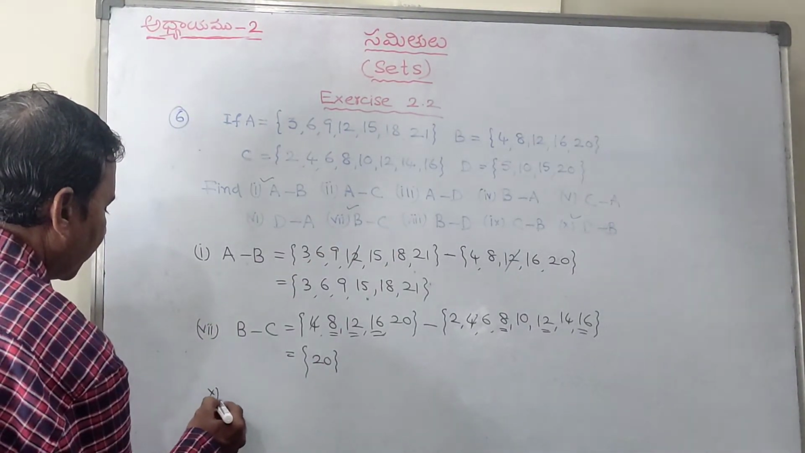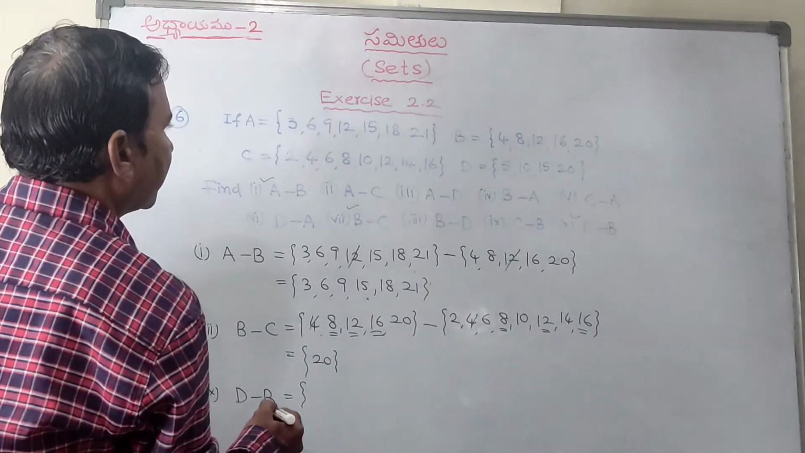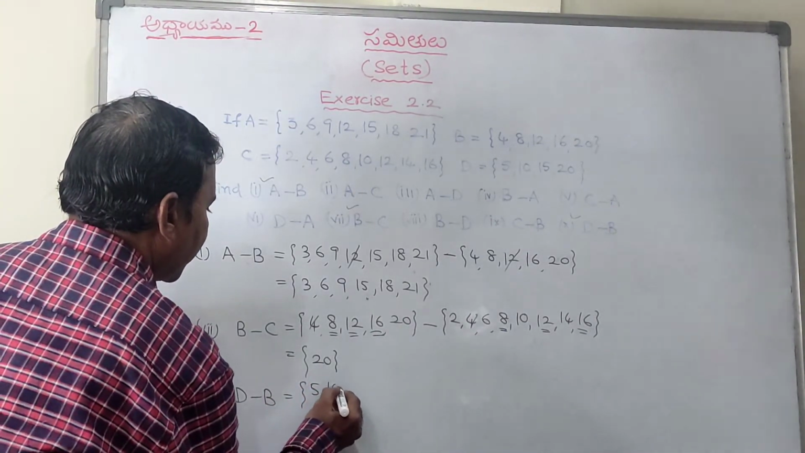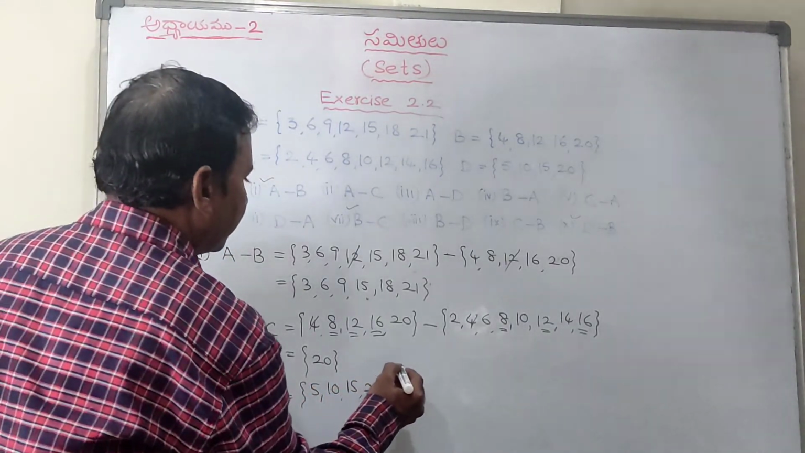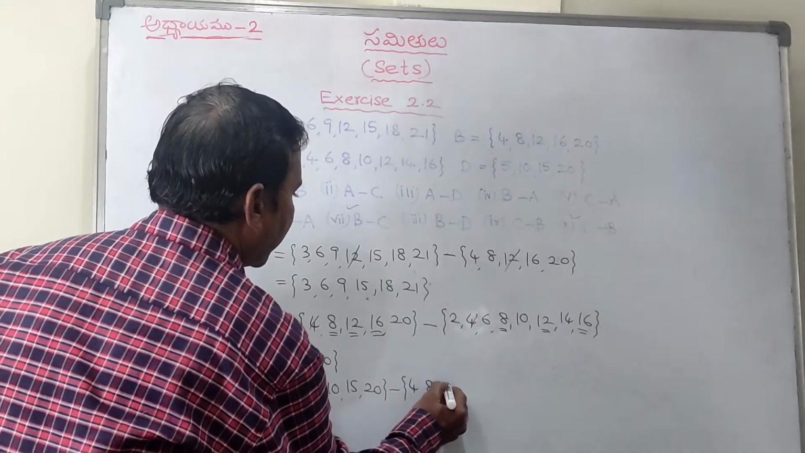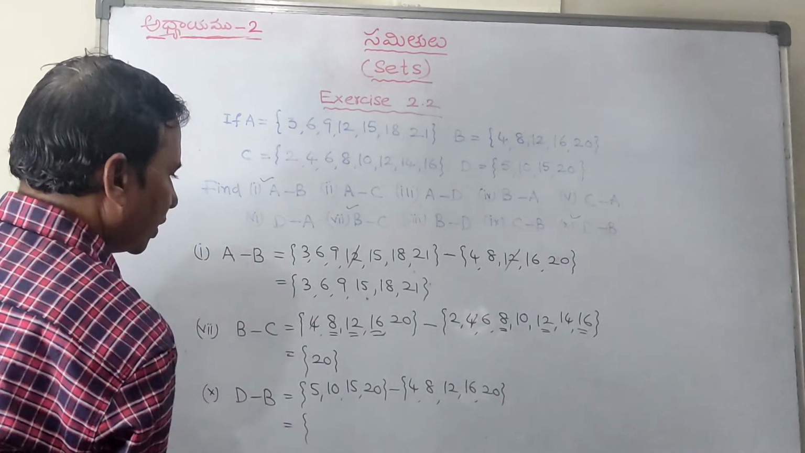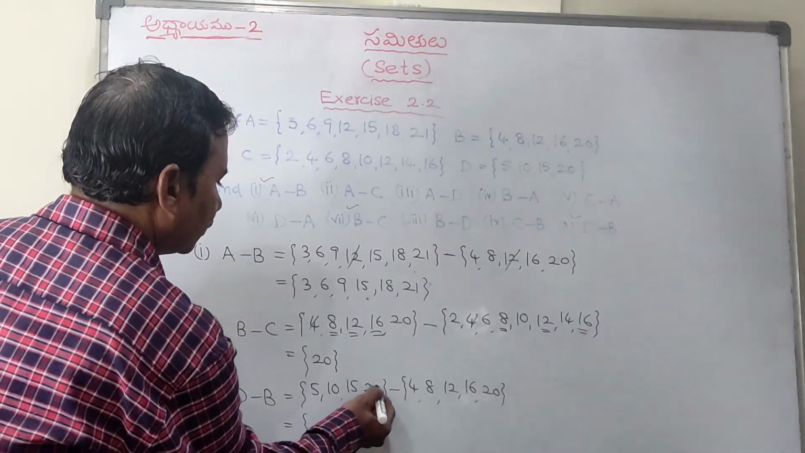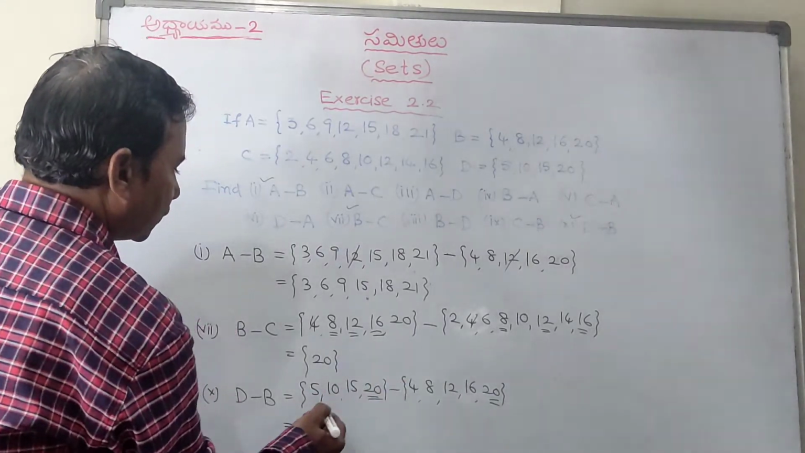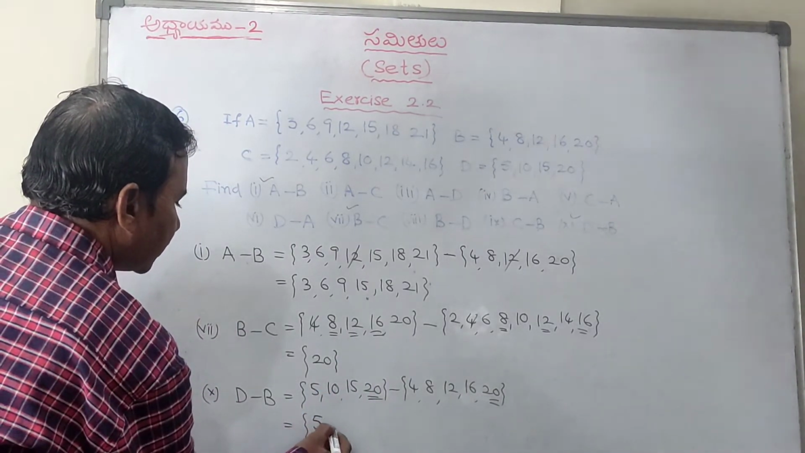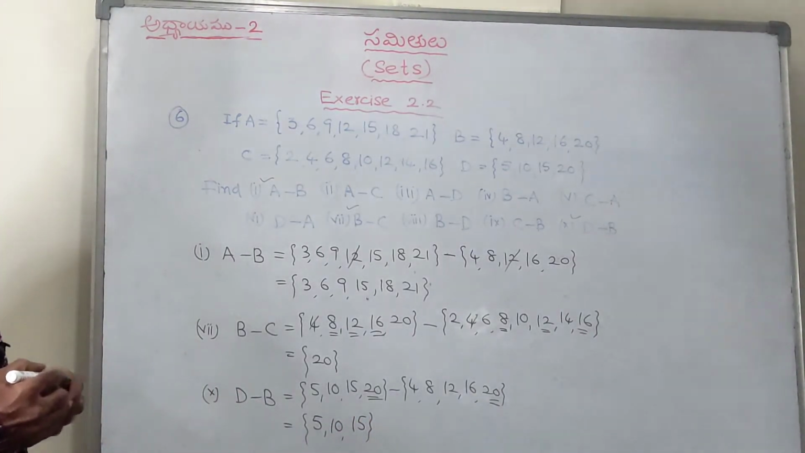Now the 10th problem, D minus B. What is the set D? 5, 10, 15, 20, minus B, which is 4, 8, 12, 16, 20. Now the common element is 20. So the common elements among these two will be removed, and only the remaining elements of the first set we should write: 5, 10, 15. Okay, like that this bit we have to do.